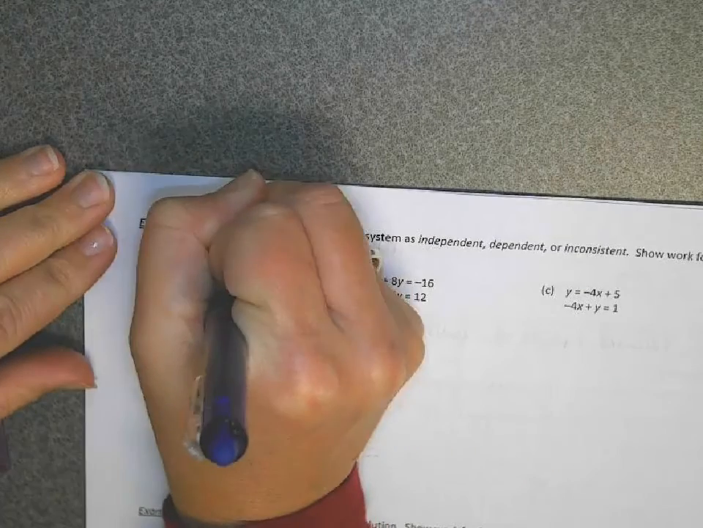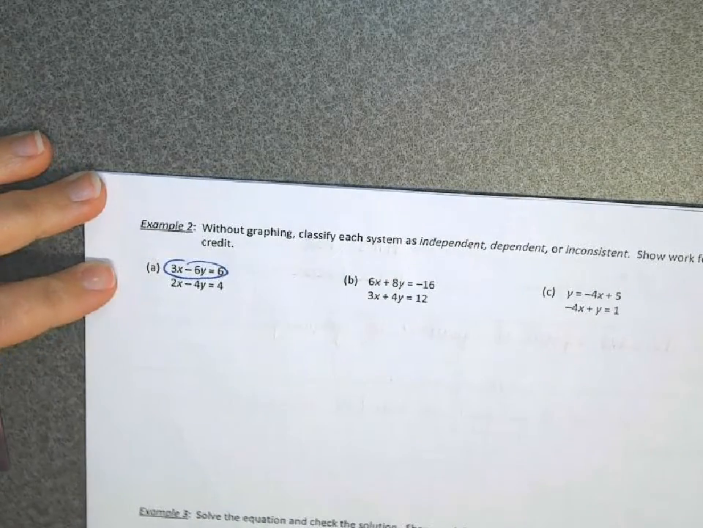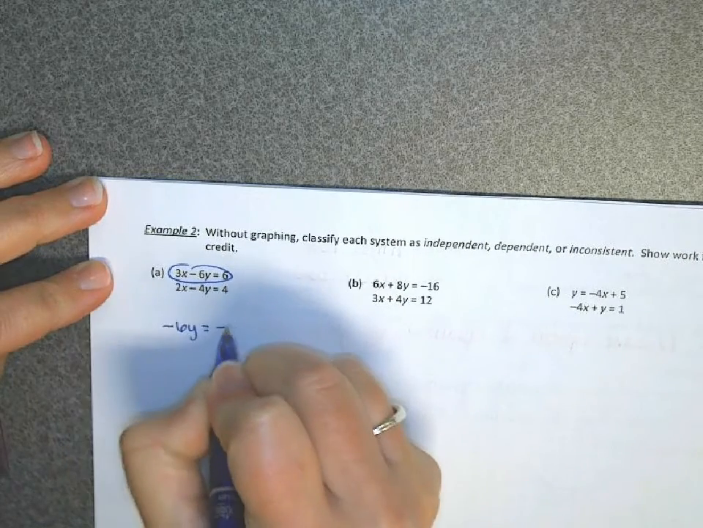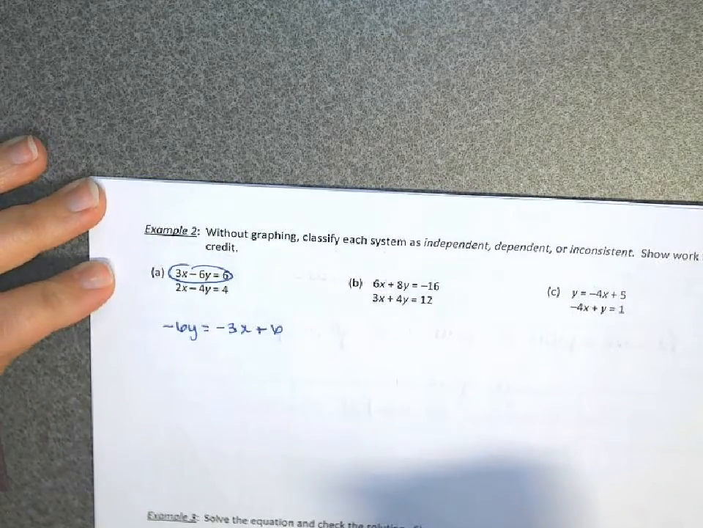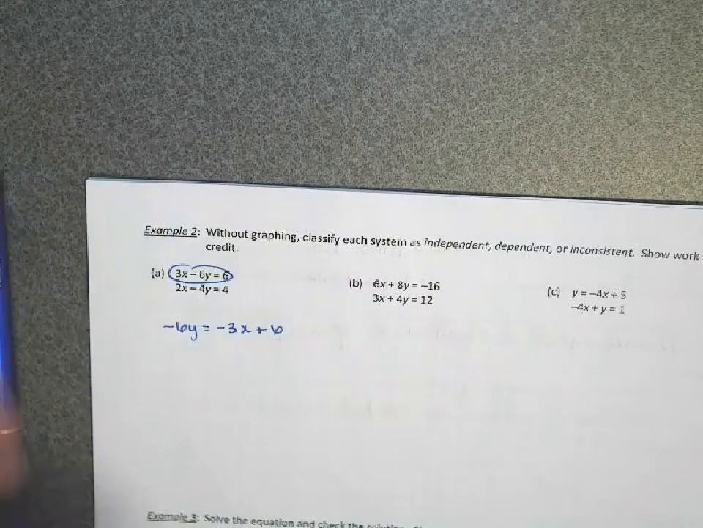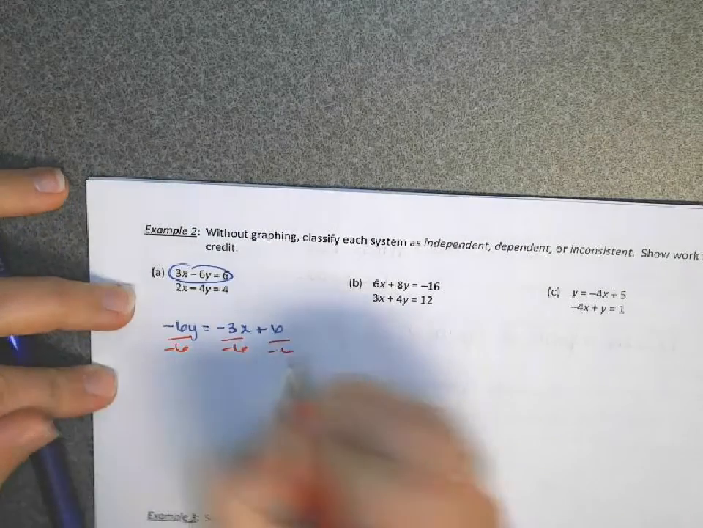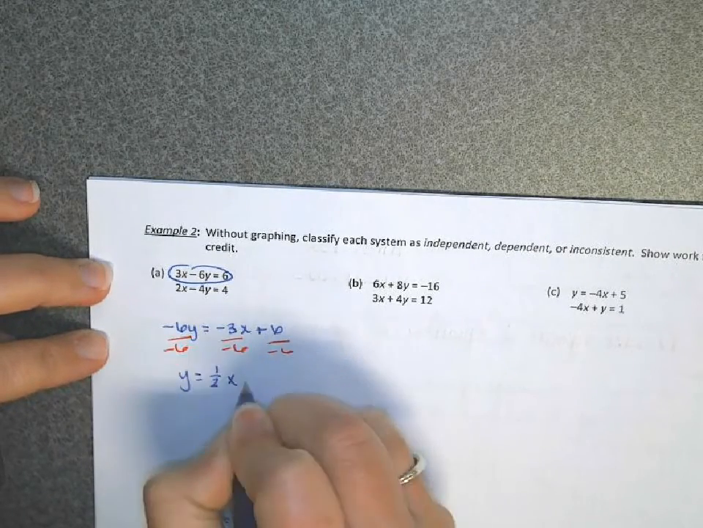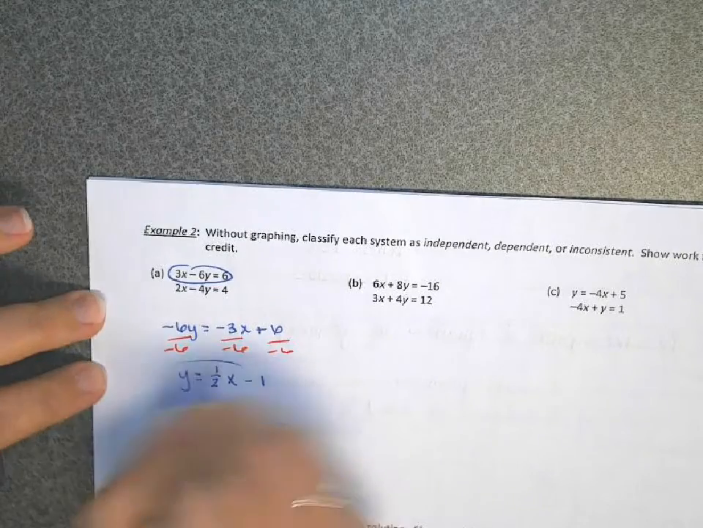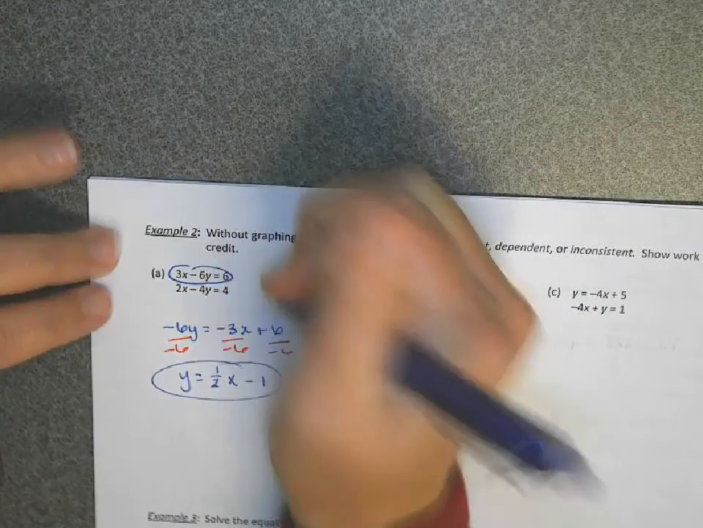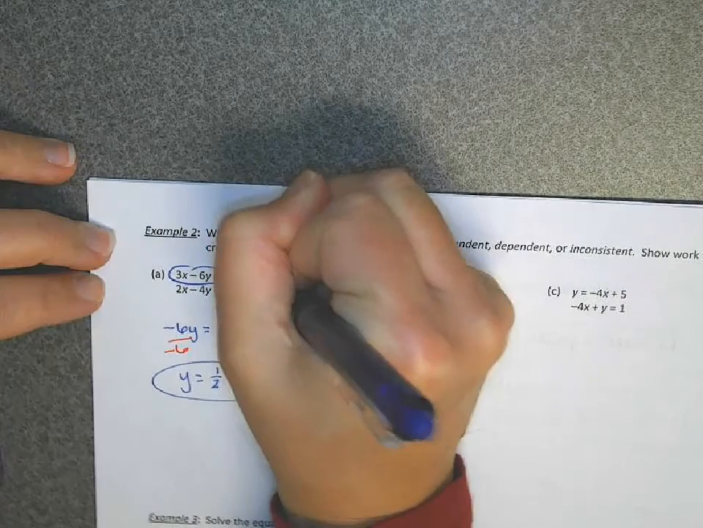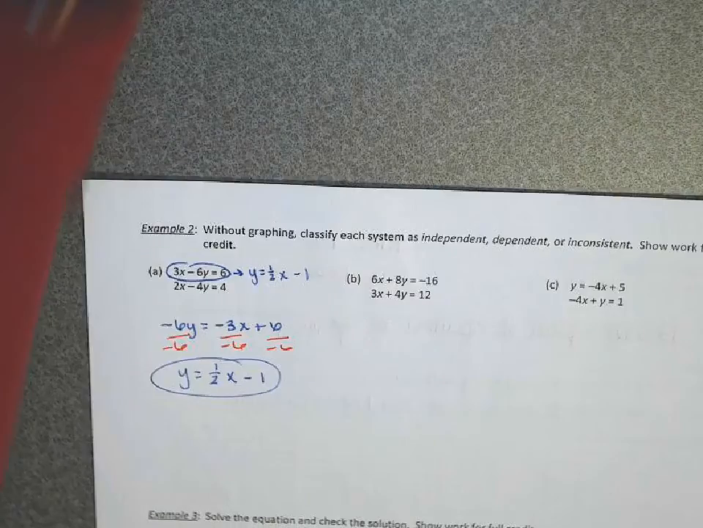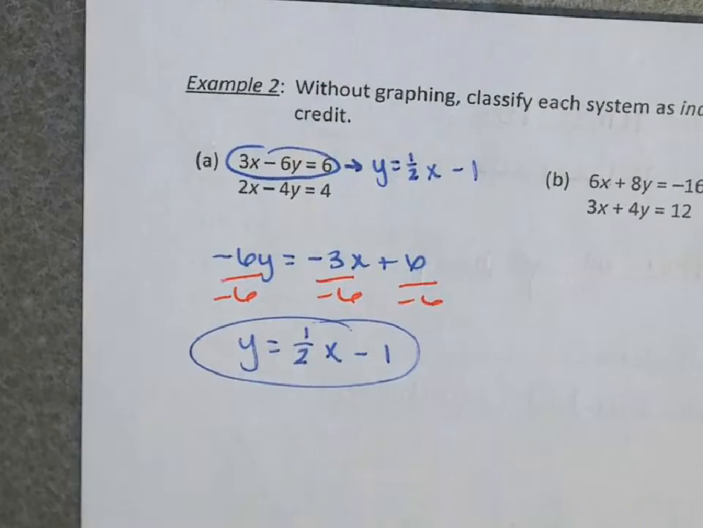So we'll take this first equation first. How do we get y by itself? Subtract the 3x. So we're going to have negative 6y equals negative 3x plus 6. And then divide everything by negative 6. So we get y equals 1/2 x minus 1. This is equation 1. If you want to write it back up here so that you know, y equals 1/2 x minus 1, that's what that one went to. Okay, yeah.